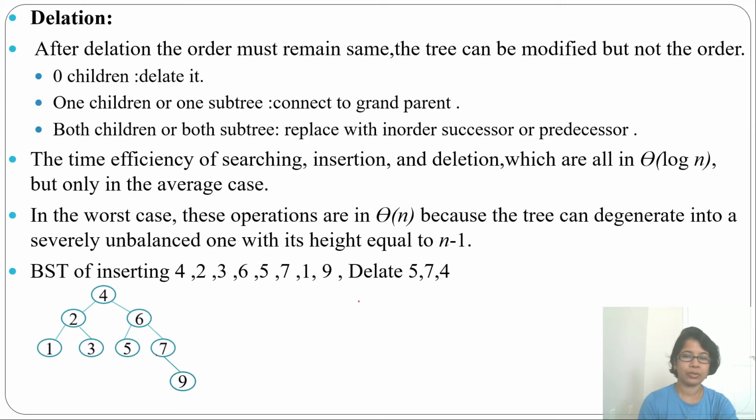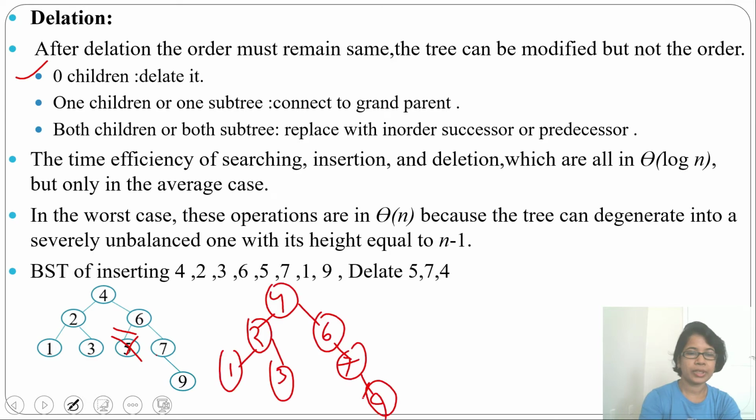Now suppose you want to delete 5. How will we delete 5? Simply disconnect it, and after that free 5. 5 doesn't have any child, so it comes in the first condition, 0 children, so you can simply delete it. After deletion the tree will look like this. It is the same as the previous, just 5 is deleted.